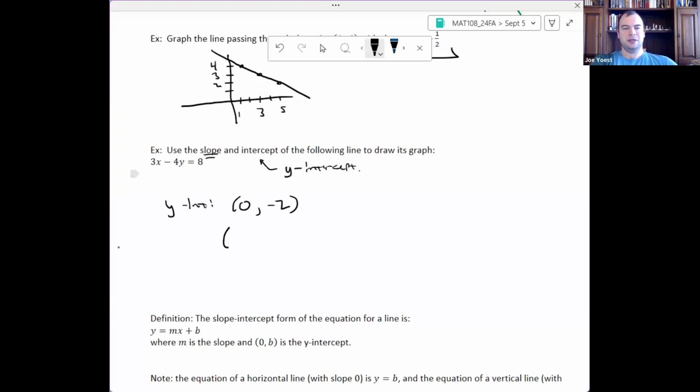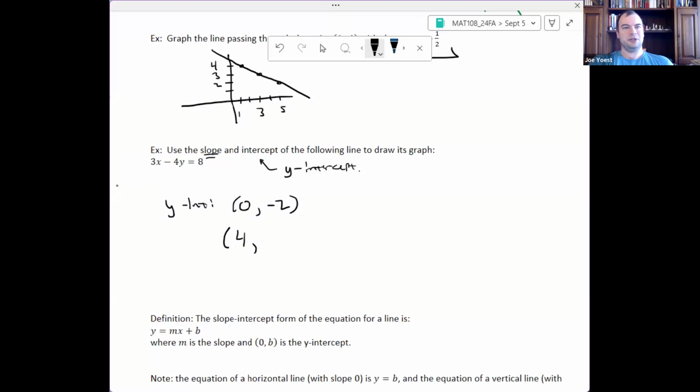So if I try to pick y equals 0, I get 3x equals 8, x equals 8/3. That's not a very nice number to deal with. But if I pick, say, x equals 1, well, x equals 1 gives me what? It's going to give me 8 minus 3 is 5. 5 over negative 4, that's not super nice either. If I pick, say, something like x equals 4, I get 12 on the left side. 8 minus 12 is negative 4. I think that's going to work out pretty nicely.